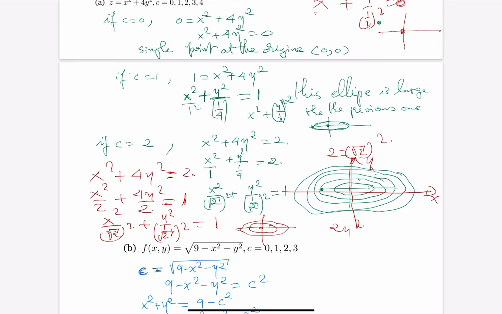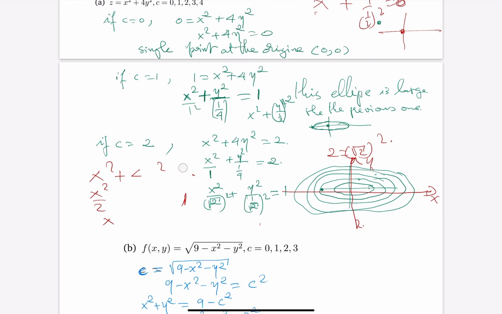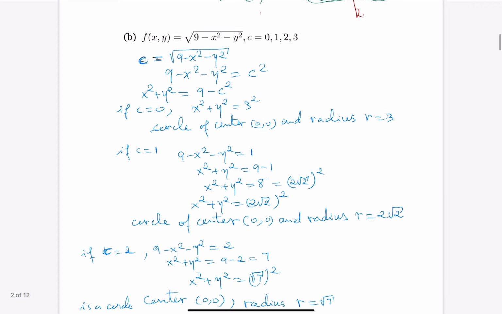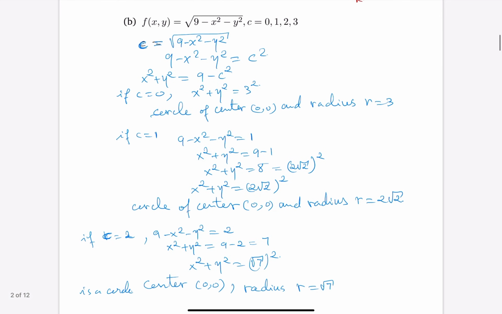Okay, that's it. That was problem number 2. Let's do problem number 3 now. Let me erase here. Okay, problem number 3. Oh no, B. For the B, you have the same thing. You have c equal to square.